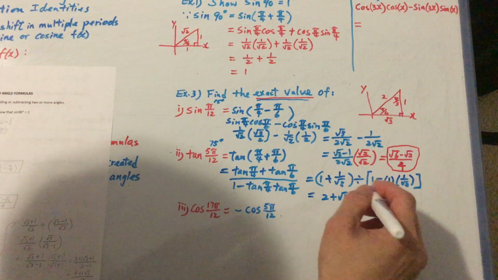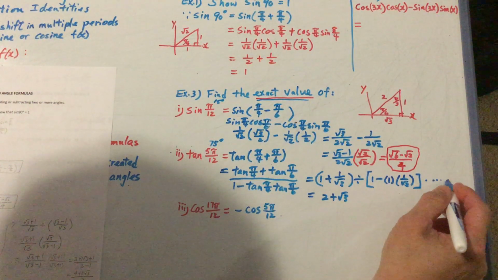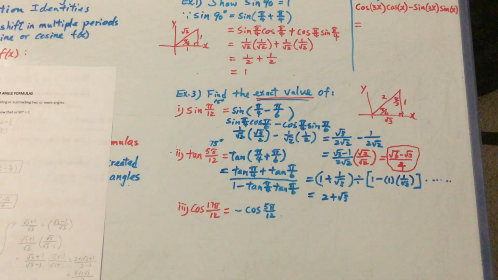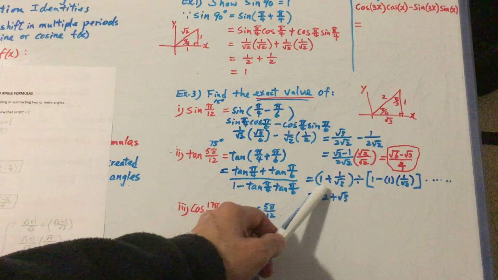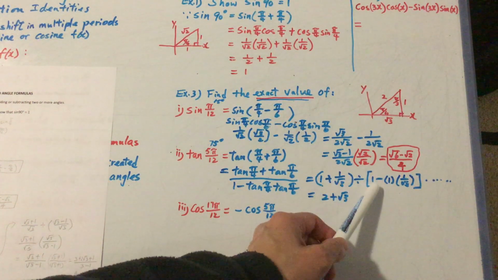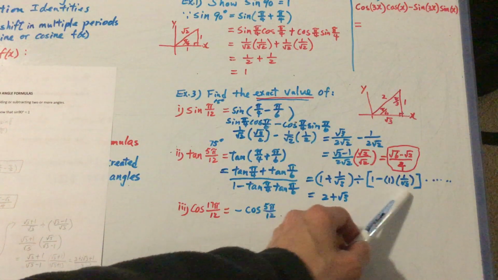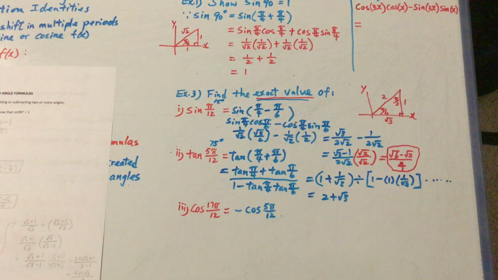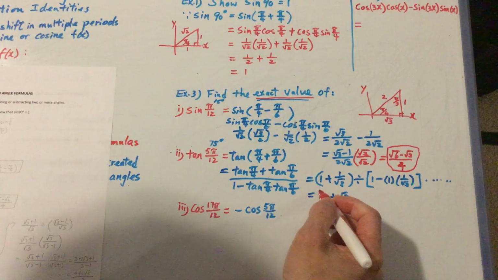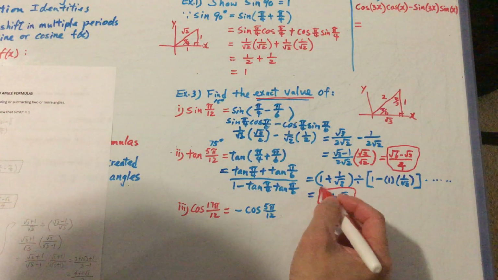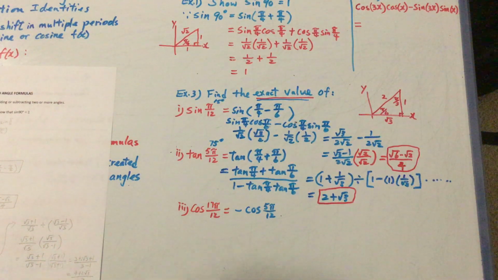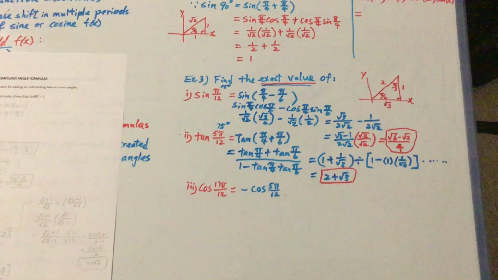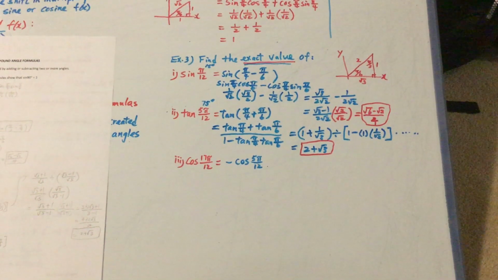Okay, I'm not going to show you the details, assuming that you will be able to do your algebraic steps correctly by adding with the common denominator and dividing. Okay, of course you need to simplify what's inside the brackets, but your final answer will come down to be 2 plus root 3. Okay, so you can do that. And finally, I would like to show you a very important example here.